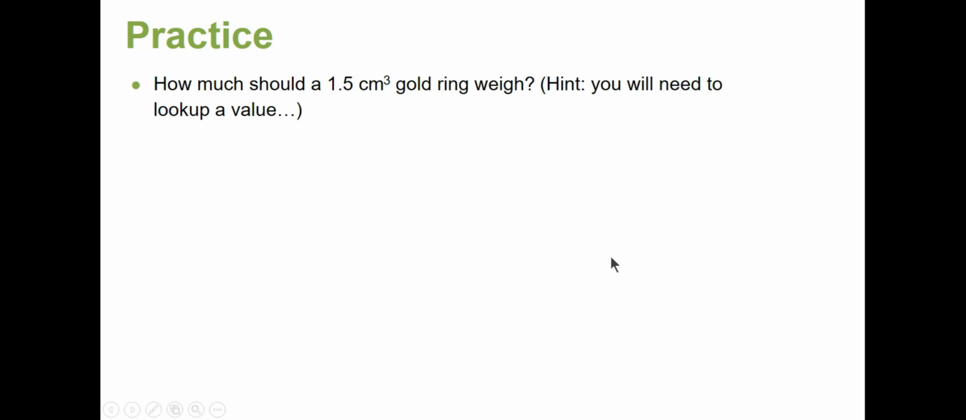I want you to practice this one. How much should a 1.5 cubic centimeter gold ring weigh? And you're going to have to look up a value to complete this. There's only one number. You're going to need another number. You're going to have to figure out which one it is and what to find.